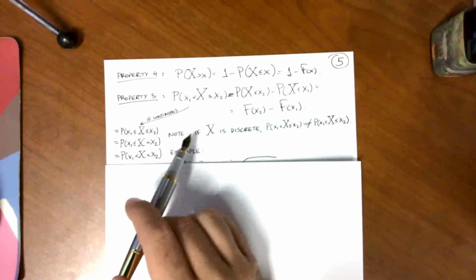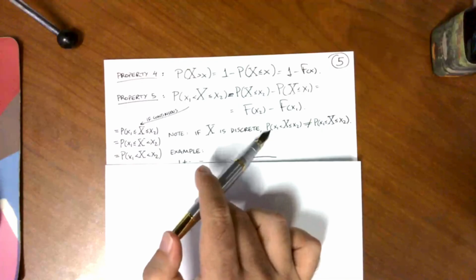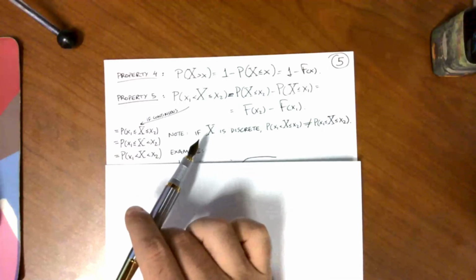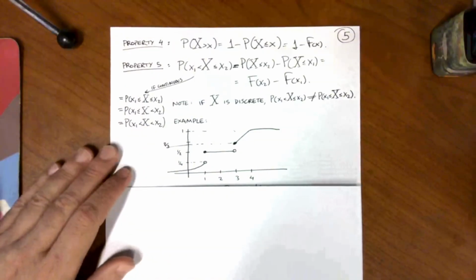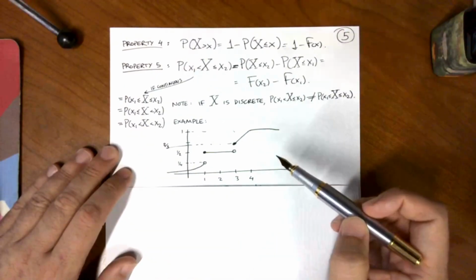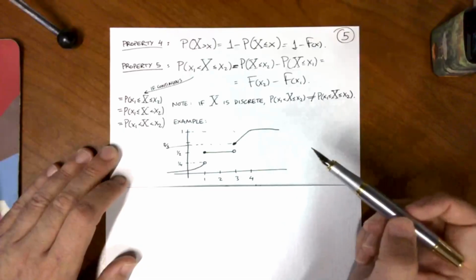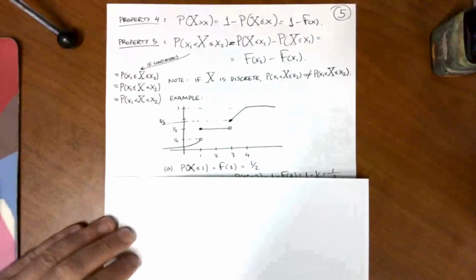But note that if you do have the discrete case, you cannot simply do that. You need to be careful in the case of discrete random variables. And an example in your notes relates to this particular diagrammatic version of a CDF, where you can start thinking about different types of probabilities and how you calculate them.